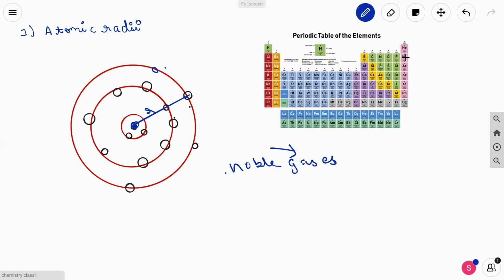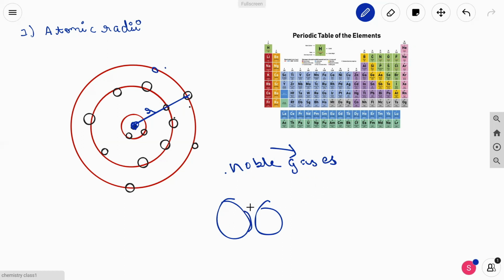But noble gases do not form any bonds. They're already stable. They have their valence electrons complete, so they don't need to form bonds. So what they do is just find the closest possible distance, and this does not need to be their radii, right? It's just a try to find the closest possible distance, and it's not very accurate, I would say.